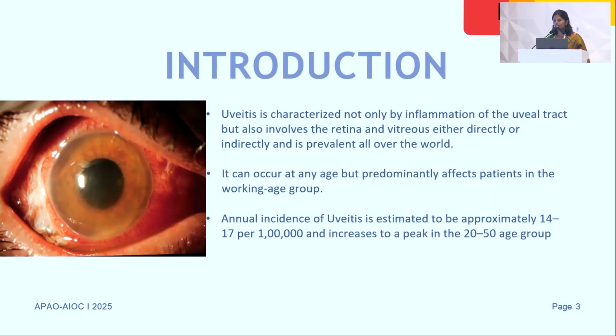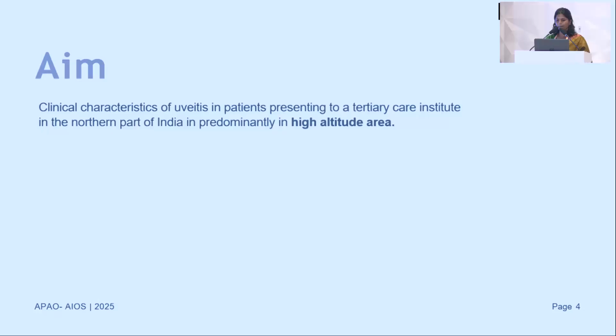Uveitis is characterized not only by the inflammation of the uveal tract, but also involves the adjacent structures such as retina and vitreous, either directly or indirectly, and is prevalent all over the world. It can occur at any age, but predominantly it affects the working age group, with an annual incidence of about 14 to 17 per 1 lakh population, with a peak age of 20 to 50 years.